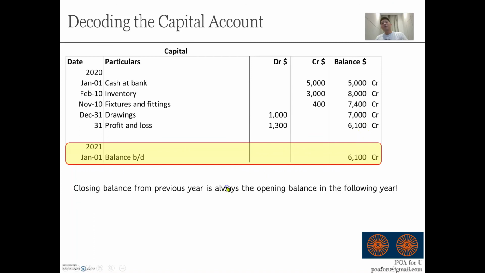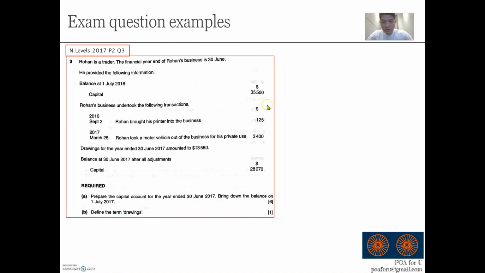All right. Now, some exam questions. First up, an N-level question from 2017. This is talking about some activities happening in this sole proprietorship. He brought in a printer to his business, and also took a motor vehicle out of the business for private use, and total drawings amounted to so much. So it tells you that this is the beginning capital, this is the ending capital, these are the few activities. Tell me what the capital account looks like.